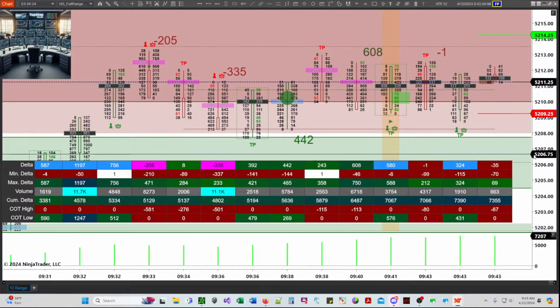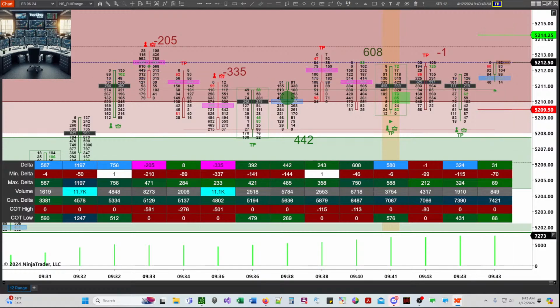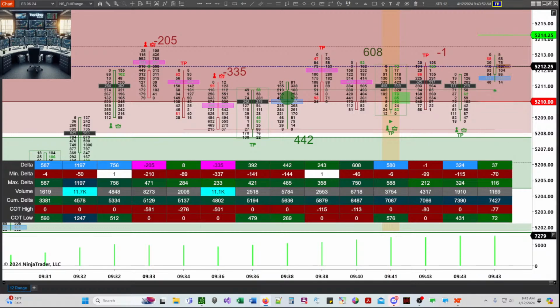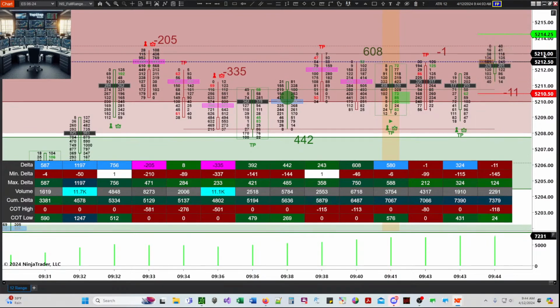Long on the pullback, Texas says. We're down 200 on the Dow now, Dow cash. Down 169 on the NASDAQ cash. Gotta take a bathroom break.